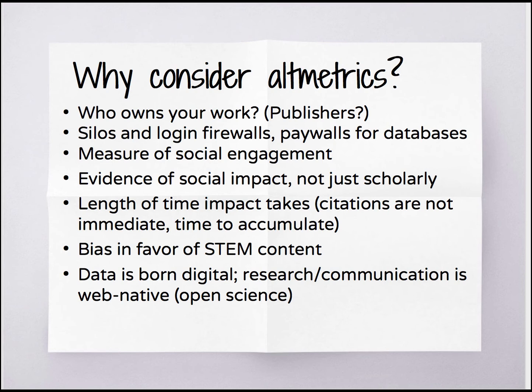The time it takes to make an impact with citations is not immediate. Citations take time to accumulate. Where, for instance, a TED Talk could go viral, especially if it talks about somebody's important research. In terms of bibliometrics, there is a discernible bias toward STEM, scientific research content, and humanities content doesn't seem to get the same notice. Data now is born digital. Research communication is web native. We're engaging in open science. So why not rethink the way we measure impact?